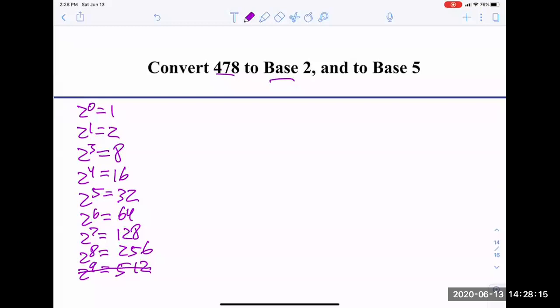actually goes into the 478. So I'm going to break this down. This is 1 times 2 to the 8th. Now I'm going to subtract, and I check. Do I have a 2 to the 7th? Yes, I can do that. I have one of those. In base 2, the most you can have is 1.